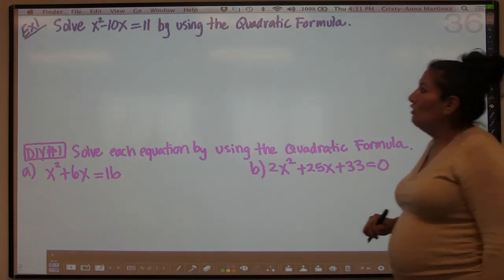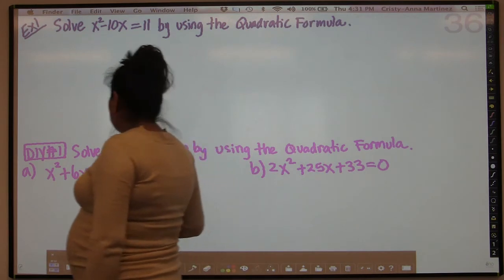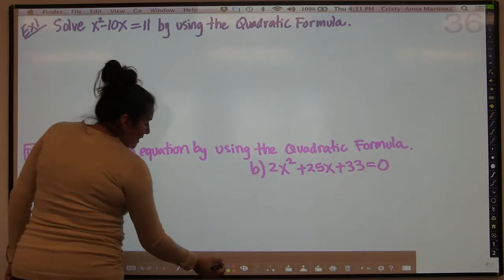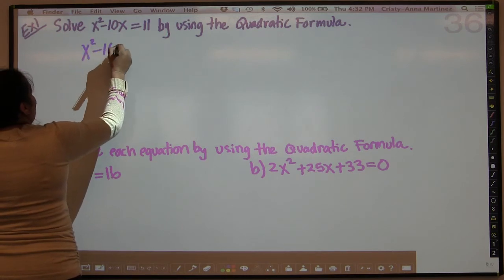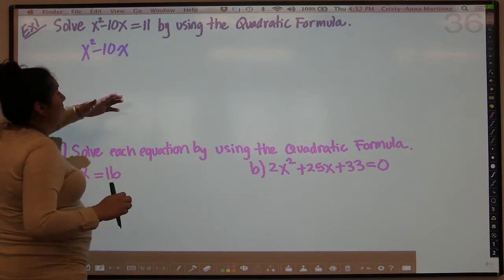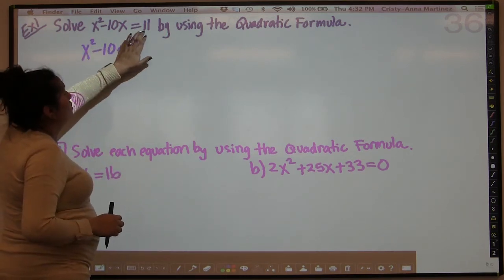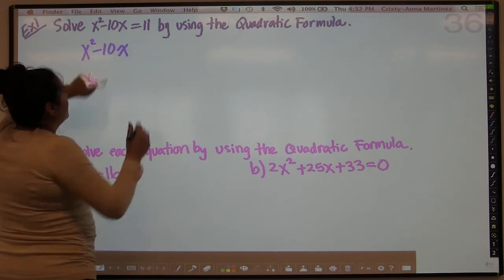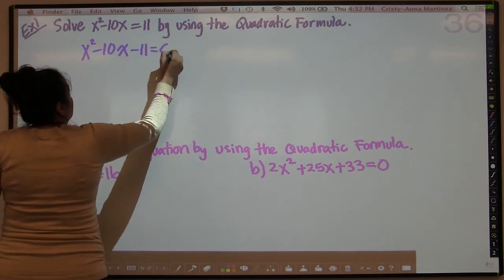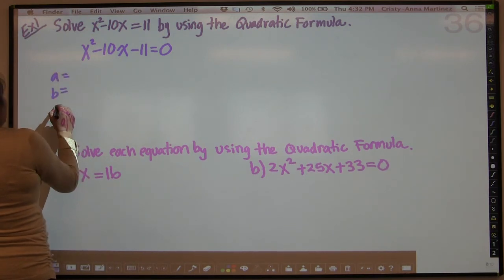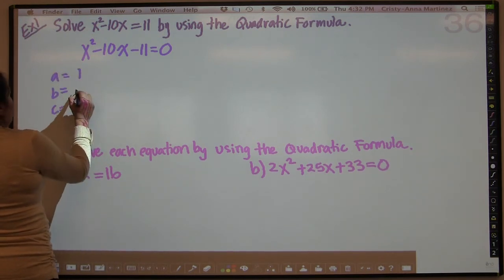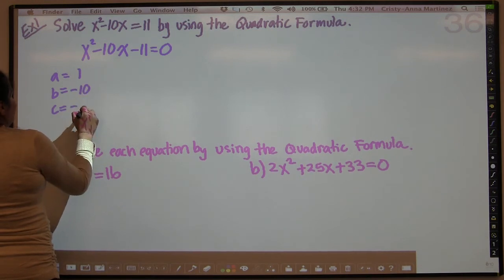It says here, solve x squared minus 10x equals 11 by using the quadratic formula. Now that we know what it is, we can actually use it. So here we go. First thing you want to do is actually make it equal to 0. And right now it says equal to 11, so I need to subtract the 11 to the other side. Then I have to identify what a, b, and c are. So a is 1, b is negative 10, and c is negative 11.